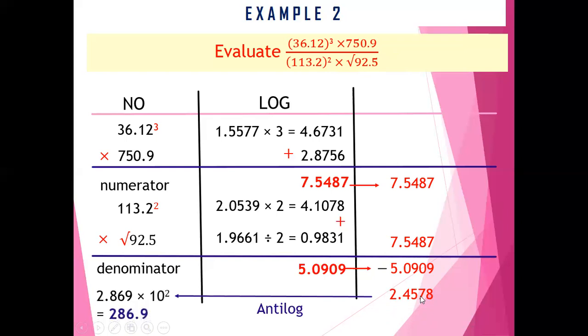And when we find the antilog of 2.4578, remember we check this fractional part, 4578, and we should have 2.869 when we check 4578. Then remember that this tells us what power to raise 10 to, so times 10 raised to the power of 2. Okay, so that would give us 286.9. That should give us 286.9.